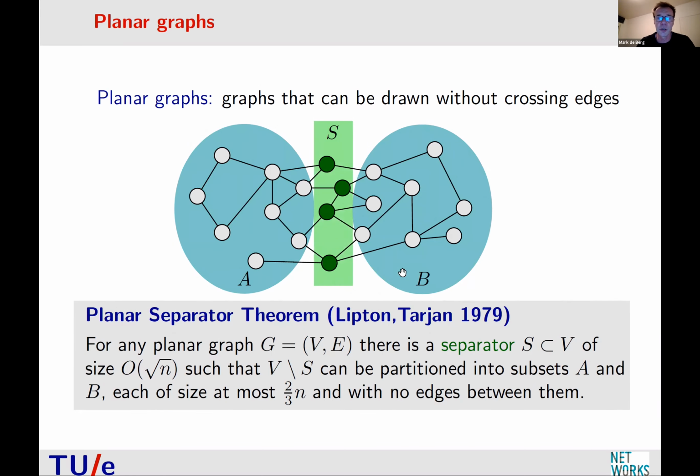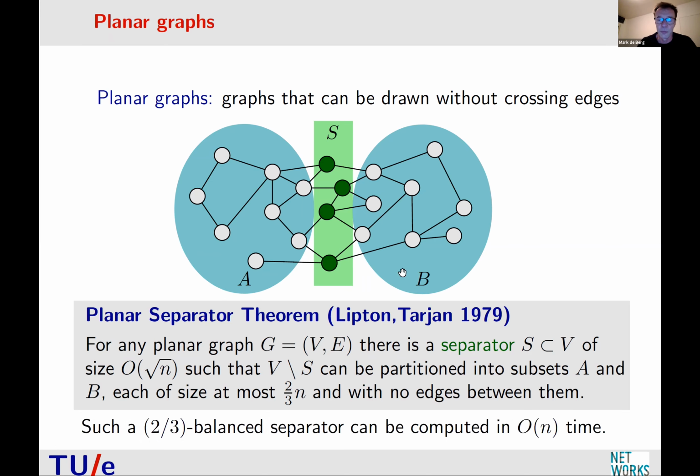Here's a picture. I have a small set S, of square root of n nodes, such that removal will disconnect the graph, or let's say I have no edges from A to B. And the sets A and B each have at most 2/3 n of the vertices.